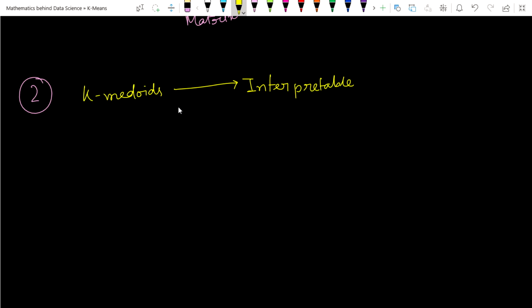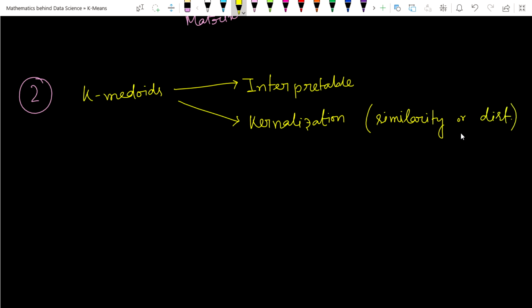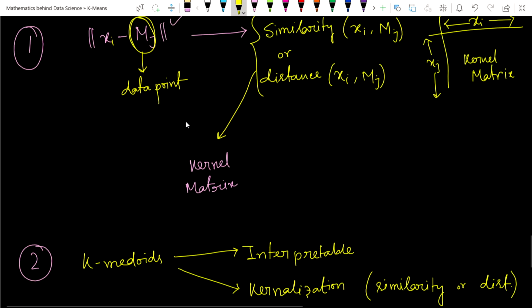The second thing is that it is kernelizable. Kernelization is possible here. Kernelization means we can use some similarity matrix or distance matrix. So this is the main advantage.